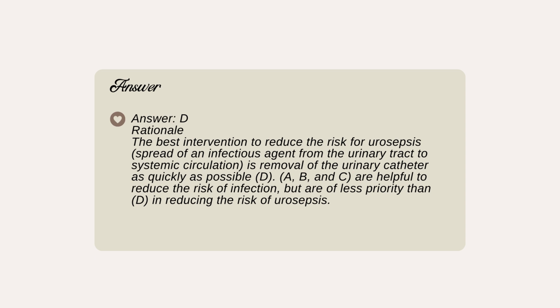Answer. D. Rationale. The best intervention to reduce the risk for urosepsis, spread of an infectious agent from the urinary tract to systemic circulation, is removal of the urinary catheter as quickly as possible. D. A, B, and C are helpful to reduce the risk of infection, but are of less priority than D in reducing the risk of urosepsis.